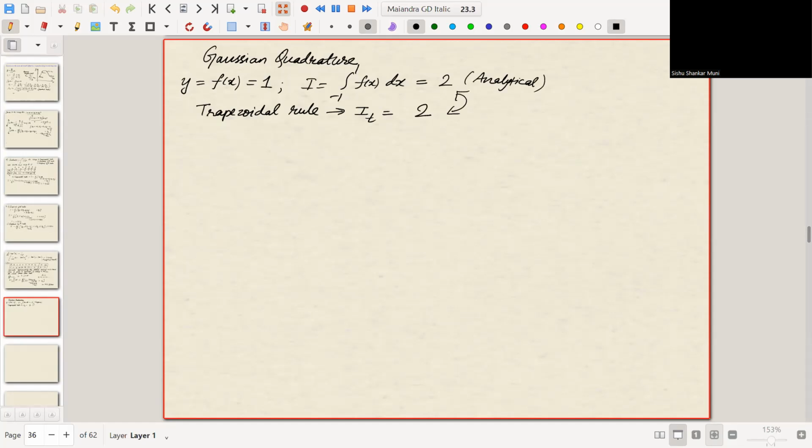Okay, and why did this happen? This happened because your function is a simple one. It's a constant function, so you're getting the same result both analytically and numerically.